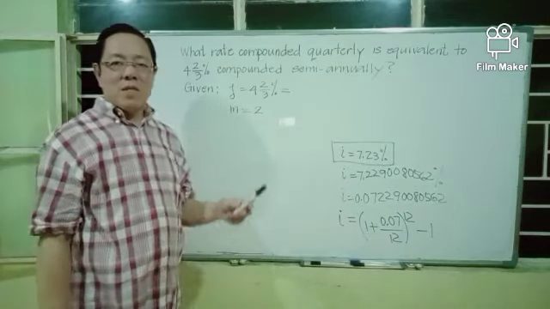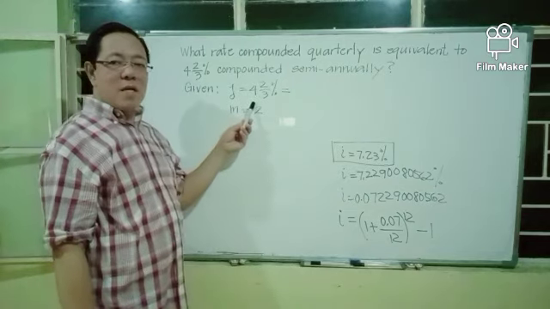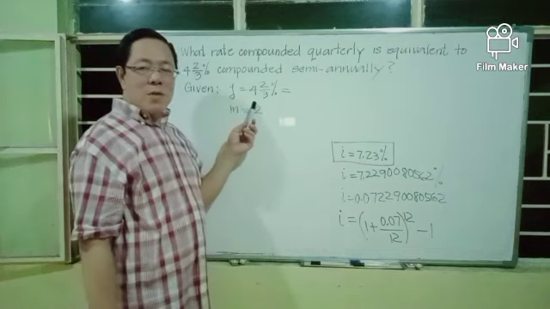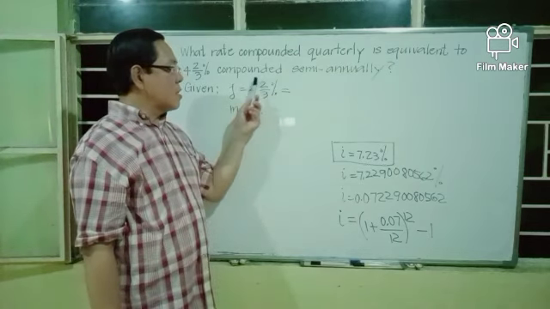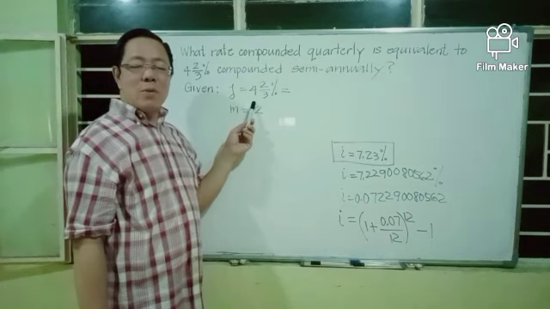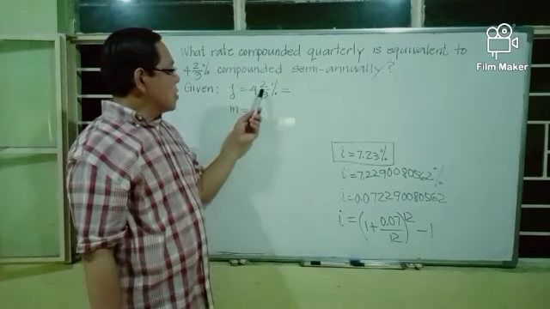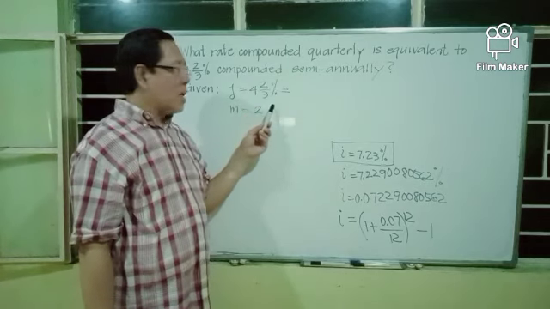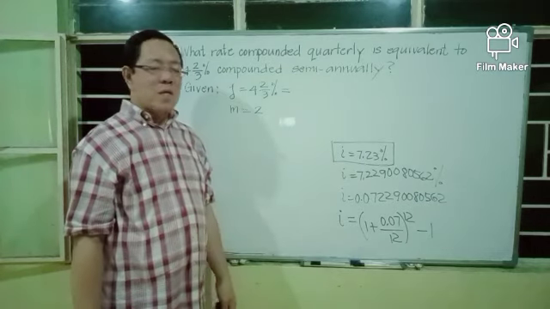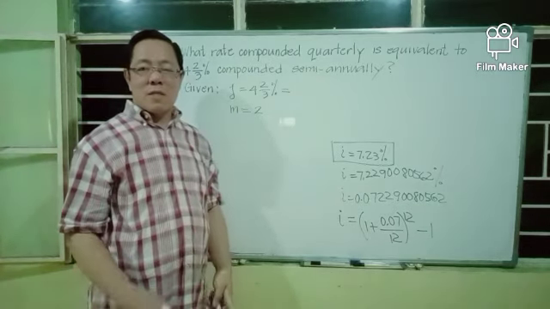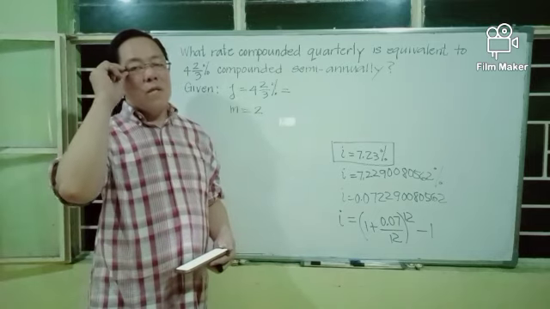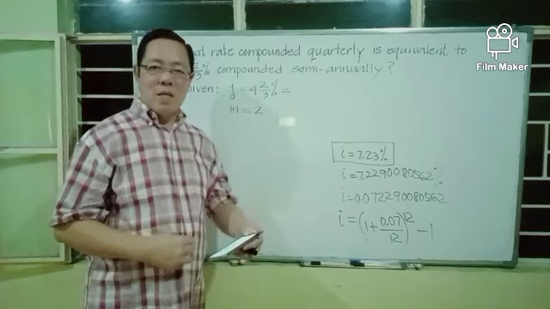The given compound interest rate is 4 2/3%, and it is denoted by small letter j. And in substituting this into the formula, we should convert this rate to a decimal number. So you divide 2 by 3 and you add 4. And you will get 4.6666667%. It is still percent, and we still have to divide that by 100%.